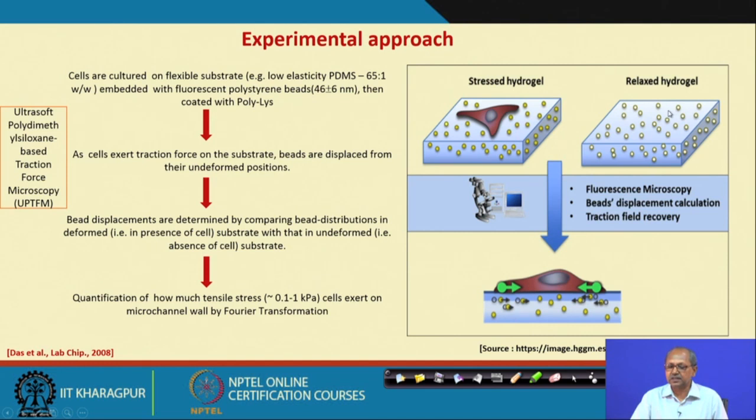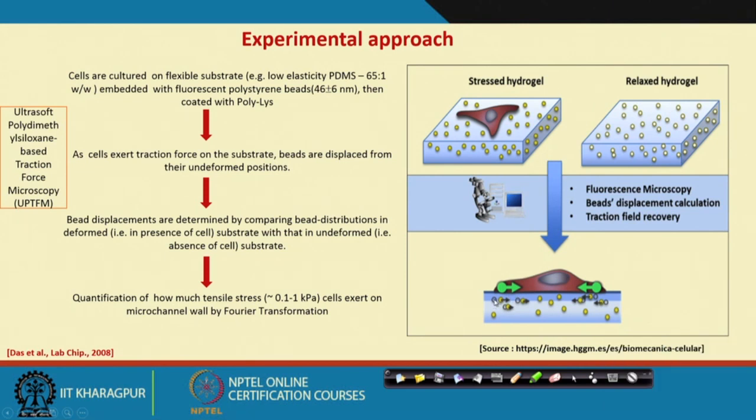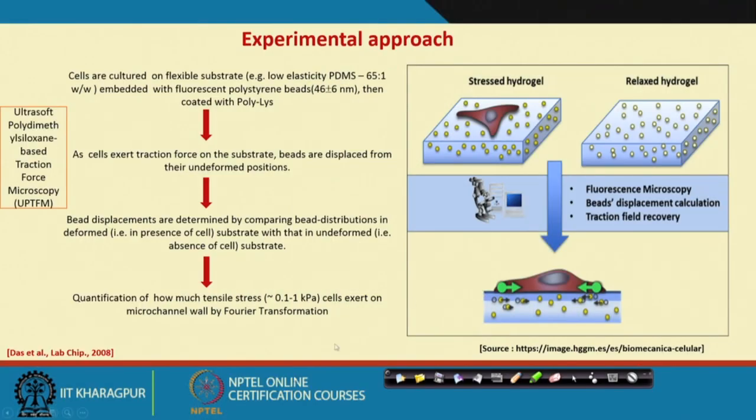Here you can see the relaxed hydrogel and the stressed hydrogel, where the fluorescent beads are displaced. Then we remove these cells by trypsinization, or you can use flow to peel off the cells, and then we take the image of the fluorescent beads again. So we have two images, and from these images the displacement of the beads is calculated. The tensile strength, around 0.1 to 1 kilopascals exerted on the microchannel, is calculated by Fourier transformation. In this way, at each point of the focal adhesions, we can calculate the nature and magnitude of the traction force.